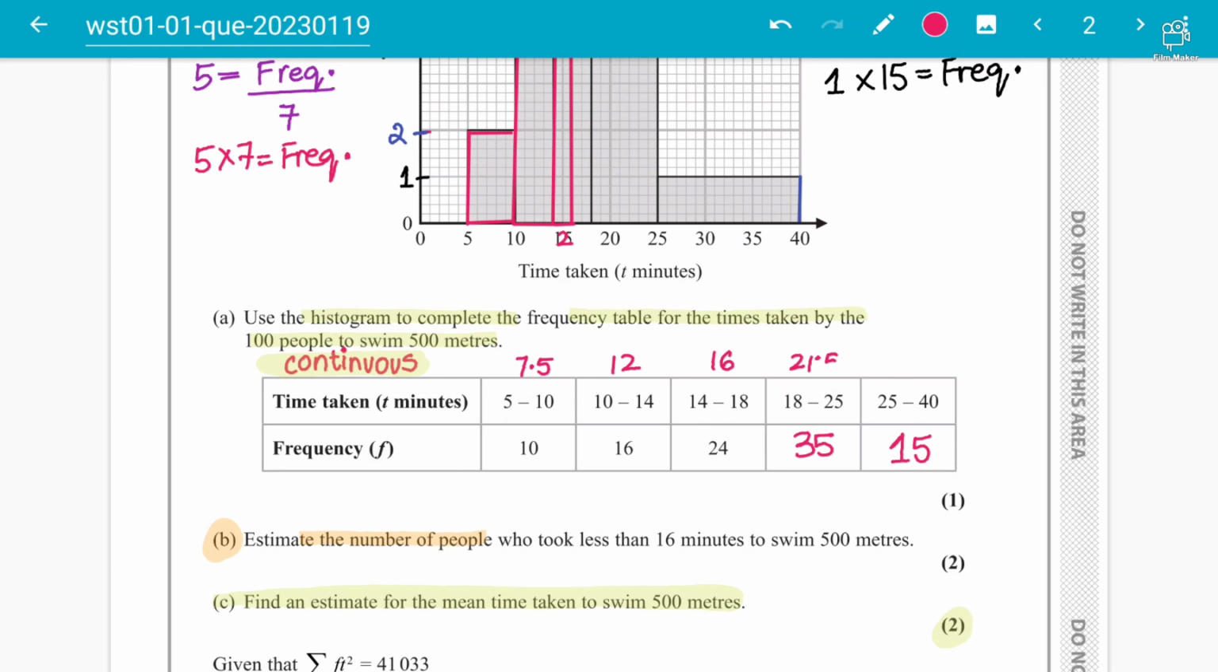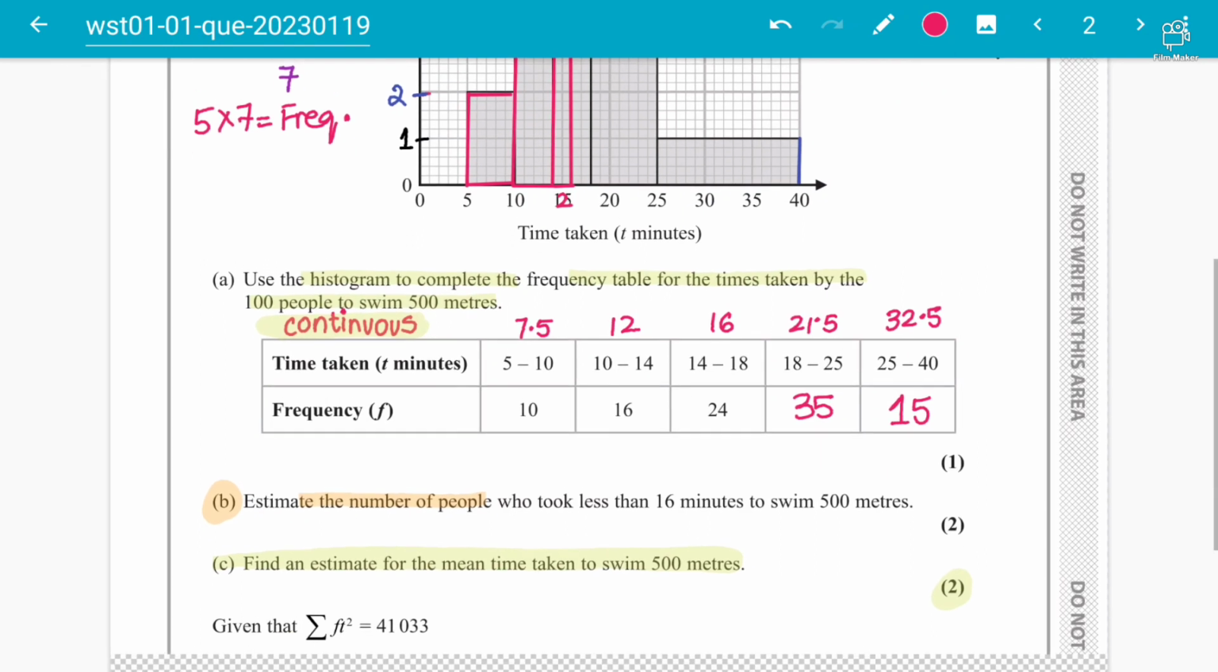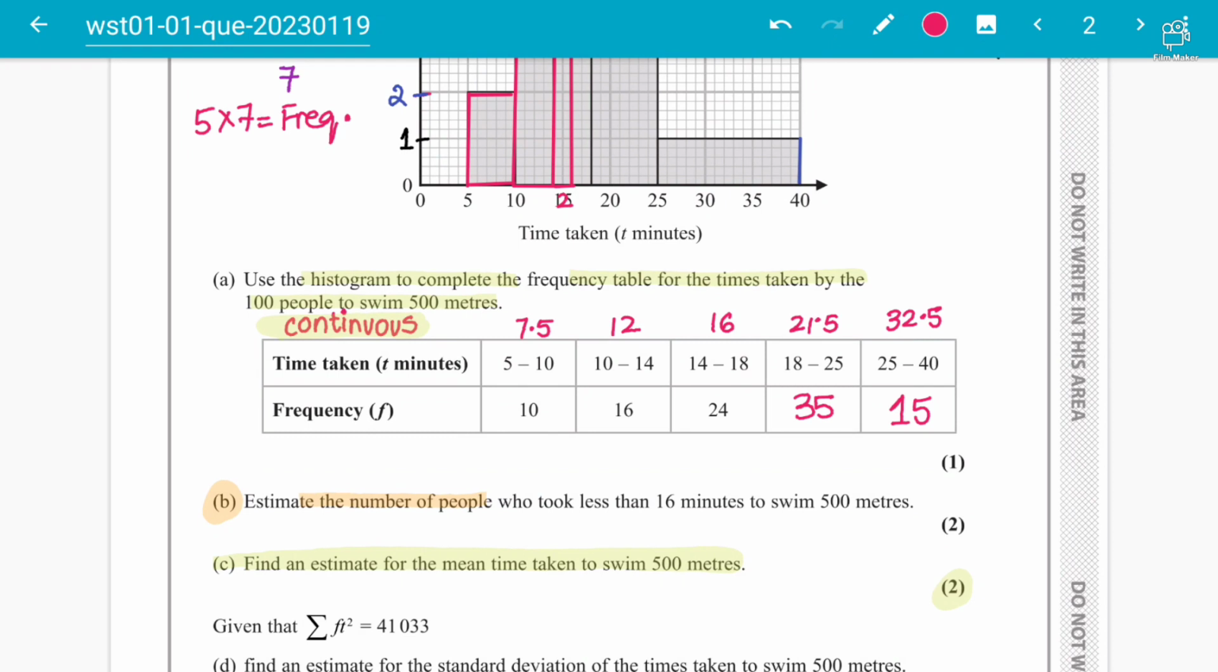Make sure you do it properly, clearly. And then 25 to 40, the midpoint will be 32.5. If students are not getting how to find the midpoint, it's basically adding the two bounds, the two limits, and dividing by 2. So 25 plus 40 divided by 2.